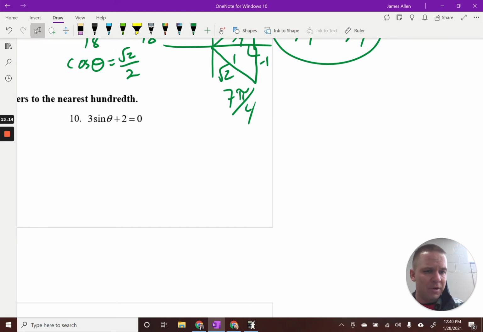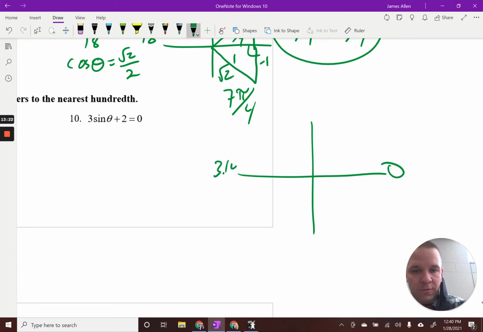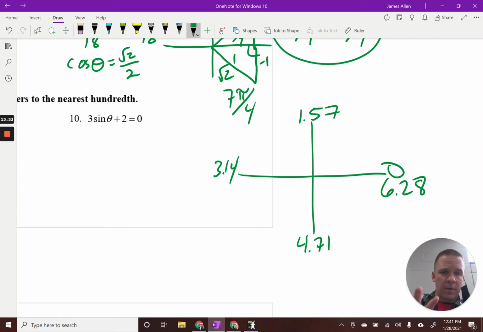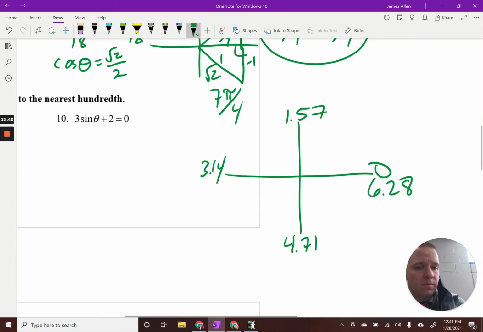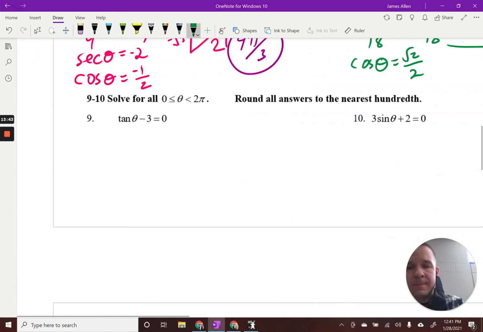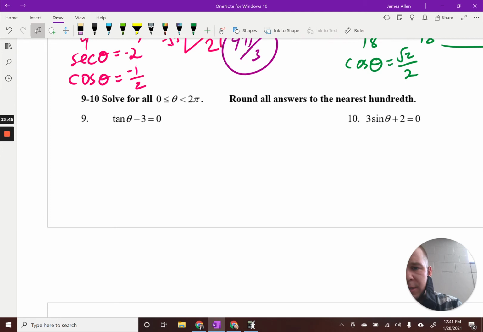Let's remember there is a decimal form of pi. So what would those be? We'd have 0. I know that pi is 3.14, which would make this 6.28. And I want to say this is 1.57. And this last one is 4.71. All right. So let's remember those decimals as we're working through this, okay? Mainly the 0 and 3.14, okay? All right, let's do this. So I have tangent theta is equal to 3.